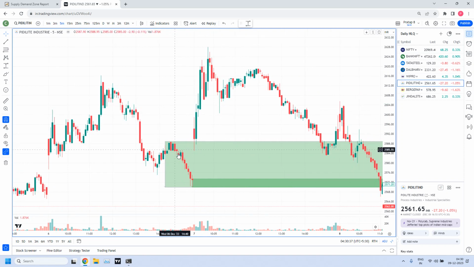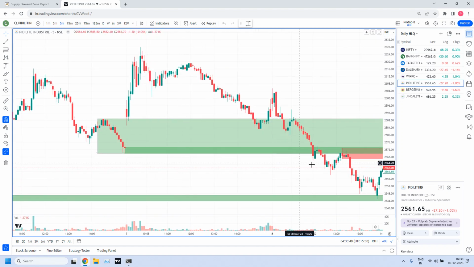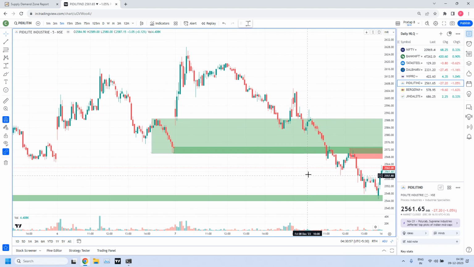Suppose you do not have very good experience in understanding the structure of prices. Still you may accept this trade, I am not denying that. So your trade is stopped out, no problem. You got a very minimal loss. Only 0.4% of your capital you lost. That's it. Then wait for the next opportunity.